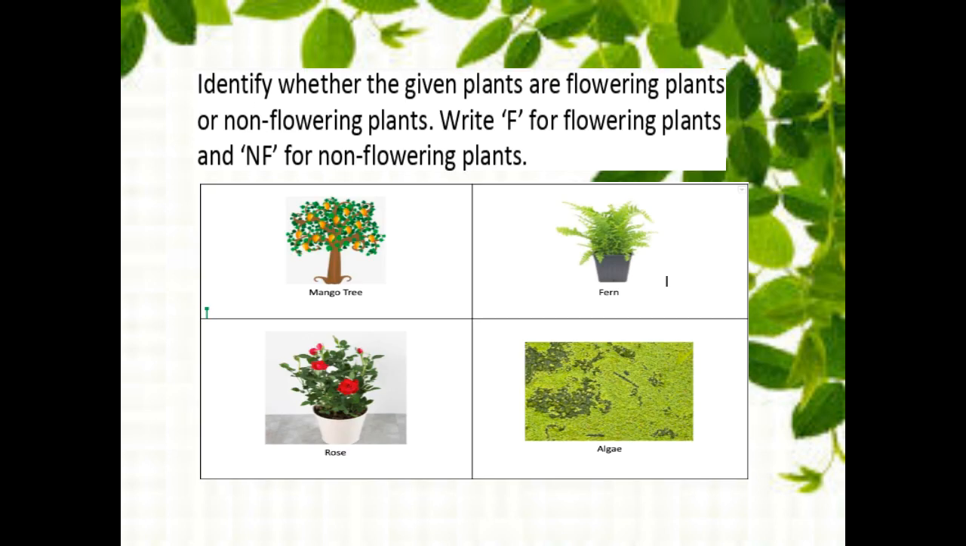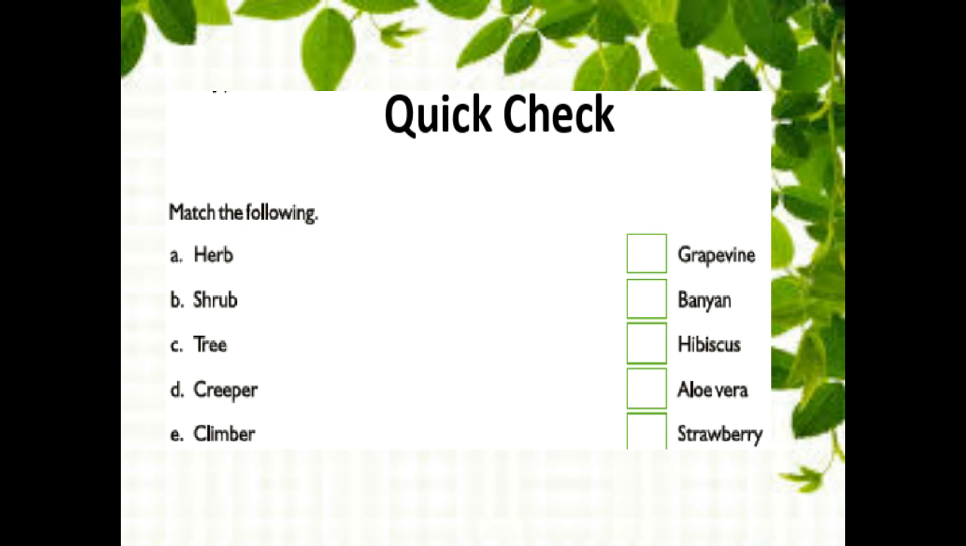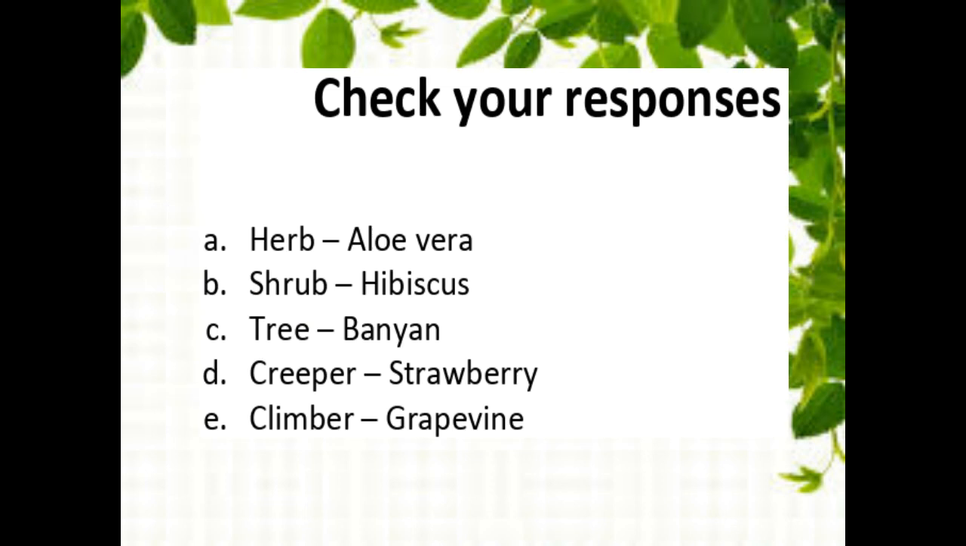Pretty clear? Very good. Now look at this picture and say which is a non-flowering plant and which is a flowering plant. Yes, mango tree and rose are flowering plants. Fern and algae are non-flowering plants. Very good. Now look at this. What might be the answer for herb? It is aloe vera. And shrub? It is hibiscus. For tree? It is banyan. And creeper? It is strawberry. And climber? It is grapevine. Very good. And note down your results. Here it is.